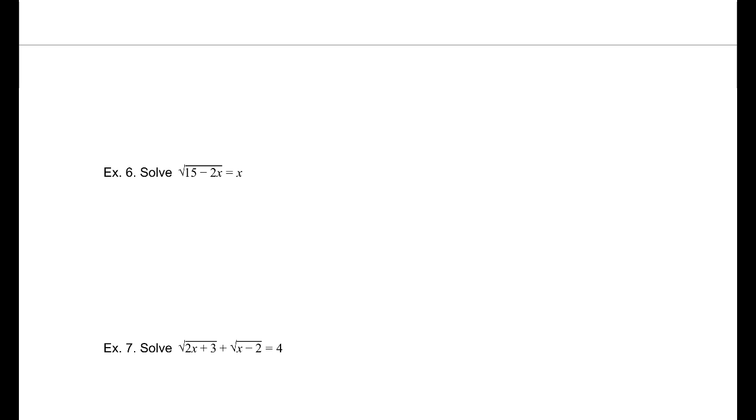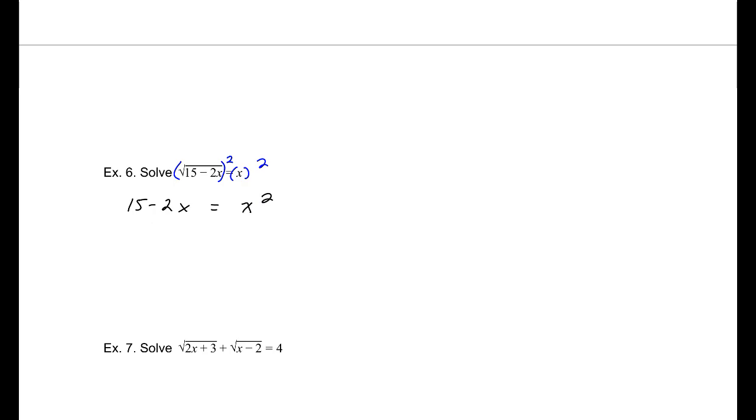If it's a 5th root, we raise it to the 5th power. If it's a cube root, we raise it to the 3rd power. In this case, a square root is an index of 2. So we'll raise both sides here to the 2nd power, giving us 15 minus 2x, which is much simpler, but now we have equals x squared.